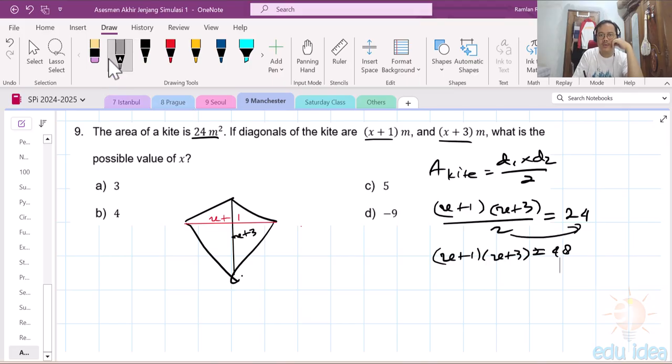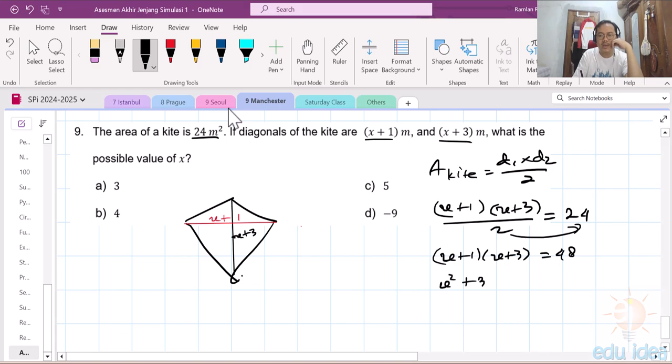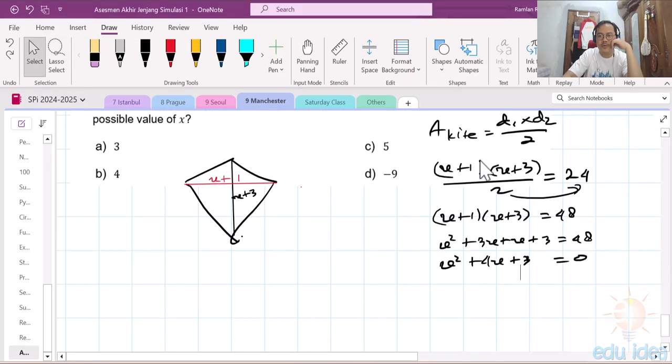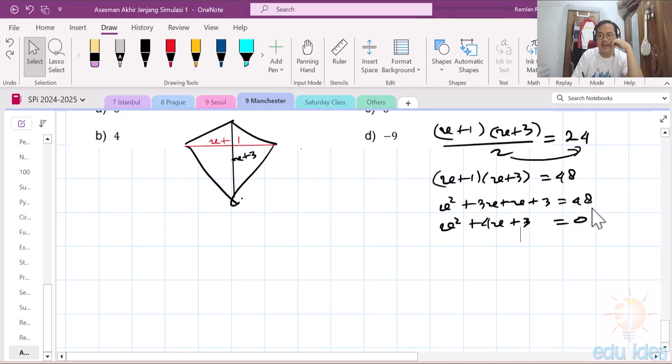Now, since in this equation there is a bracket, you can actually open the bracket, right? If we open the bracket, there will be x squared plus 3x plus x plus 3 equals 48. And there'll be x squared, because we can combine these two like terms, plus 4x plus 3. Now, here we have a quadratic, right? If you see a quadratic equation, then you have to solve it using the quadratic method. Sorry, this is not equals to 0. This is equals to 48.